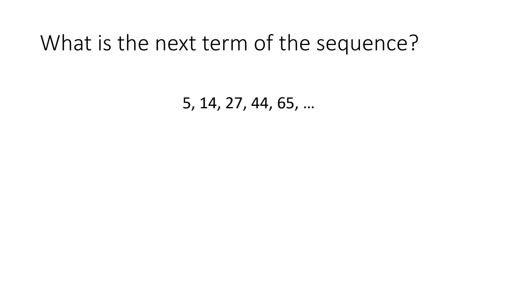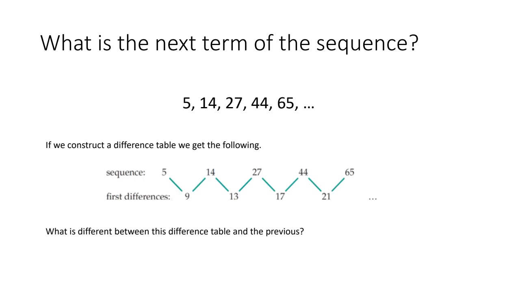Another example, we have a sequence. Again, it has 5 terms, and we're trying to find the next one. Make sure to always read the instructions. When you do the first difference, you subtract consecutive numbers: 14 minus 5, that's 9, 27 minus 14, that is 13, and so on. So you do the first differences, which means you subtract the difference between consecutive numbers. Well, it might not be obvious right away what the pattern is.